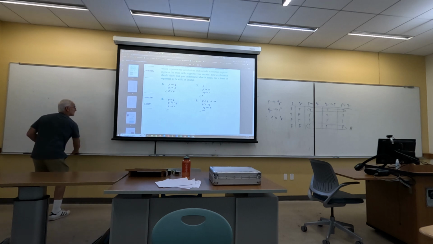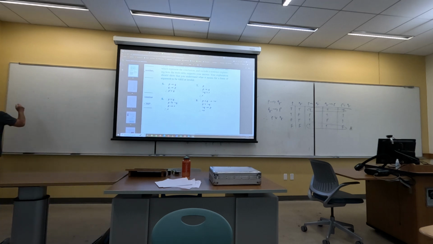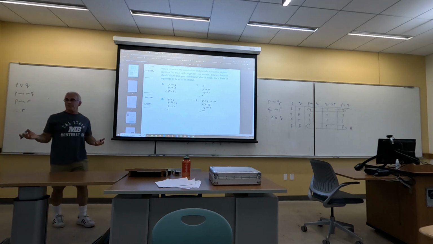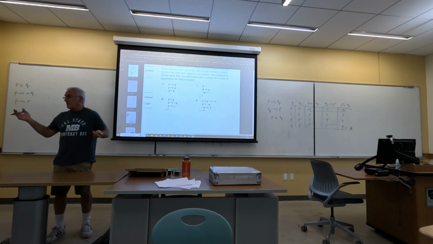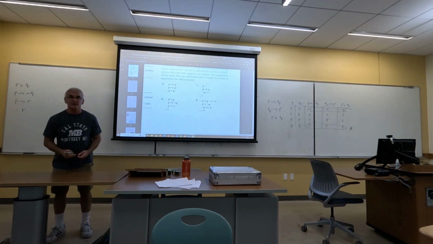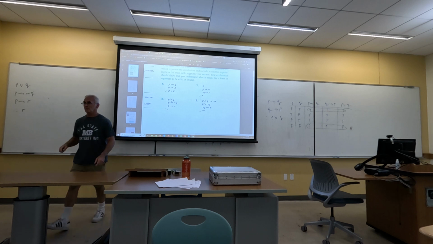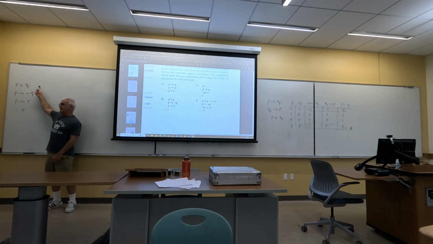Okay. So problem 8 says P or Q. P implies not Q. P implies R. Therefore R. So what am I assuming? Because I'm trying to come up with something being valid or invalid. Am I making any assumptions here? Yes. I'm making the assumption that the first 3 statements are all true.